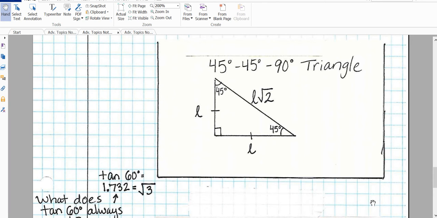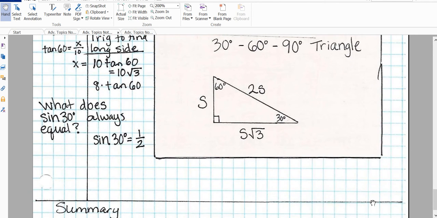Now let's go ahead and label our 30, 60, 90 note card as well. So here's that one. I put an S next to the short side. Please put an S next to your short side. And our other leg that's longer, our longer leg, was the short side times rad 3. So here's S rad 3. And our hypotenuse, remember it was always twice as long as our short side. So we have 2S for our hypotenuse. Okay, so we got those labeled.